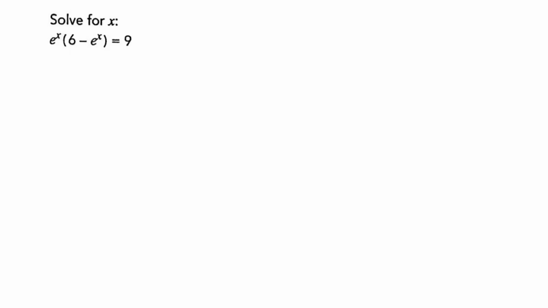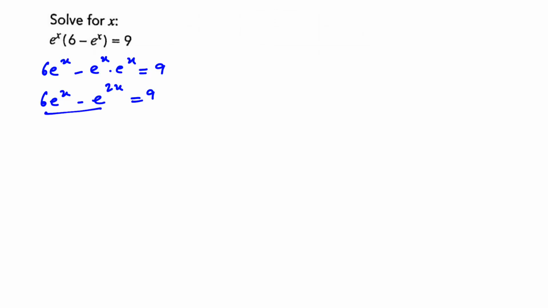Okay, so let's solve the next question. We'll expand the bracket. 6 multiplied by e to the power of x will give us 6e to the power of x. e to the power of x multiplied by e to the power of x is equal to 9. When we multiply e to the power of x by e to the power of x, you know the rule that if it is a multiplication, we add the powers. Therefore, x plus x will give us 2x is equal to 9.